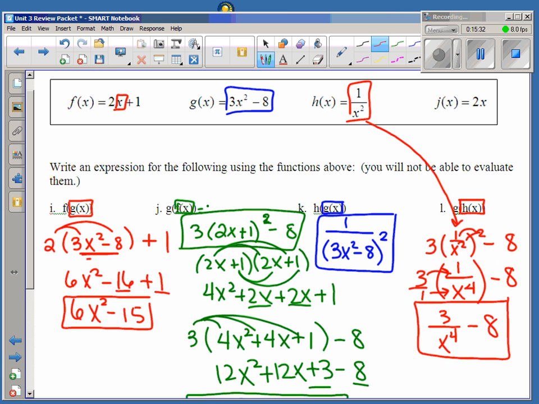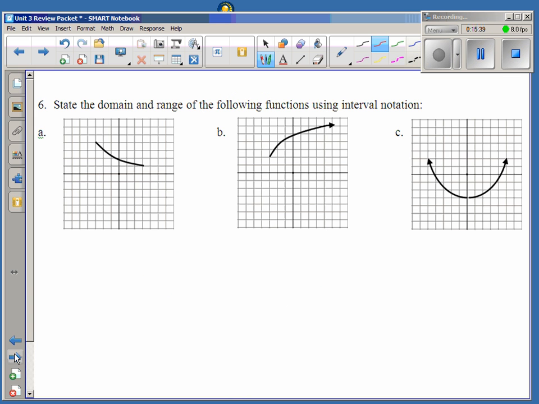All right, so I hope compositions are working out. Remember, if you get to the top step, you're fine. If you want to try to simplify, that will be great. Right, now we're on to domain and range.